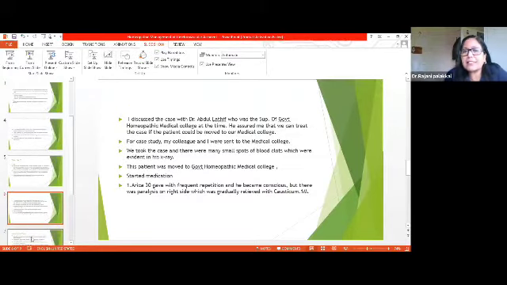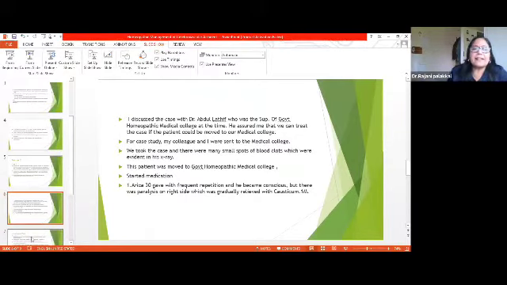I discussed the case with Dr. Abdul Latif, who was the superintendent of Government Homeopathic Medical College at that time. He assured me that we could treat the case if the patient could be moved to our medical college. For the case study, me and my colleague, I think Dr. Madan Mohan, went to the medical college.